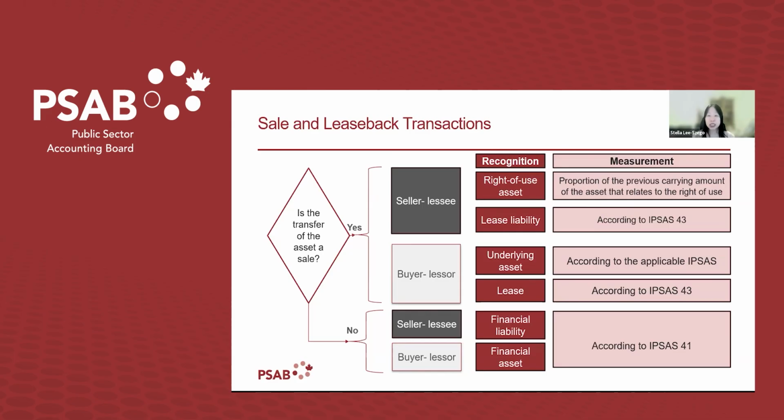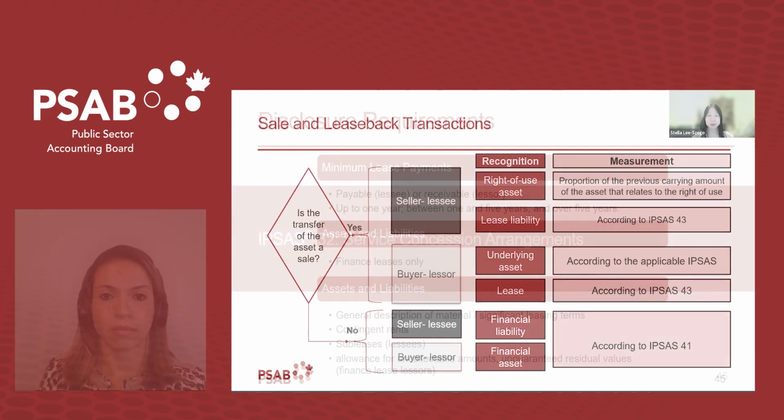Conversely, if the transfer of an asset by the seller-lessee does not satisfy the requirements to be accounted for as the sale of an asset, then the seller-lessee continues to recognize the transferred asset and also recognizes a financial liability equal to the transfer proceeds. It accounts for the financial liability by applying IPSAS 41. And the buyer-lessor does not recognize the transferred asset and instead recognizes a financial asset equal to the transfer proceeds. It accounts for the financial asset by applying IPSAS 41. And this takes us to the end of the leases module.